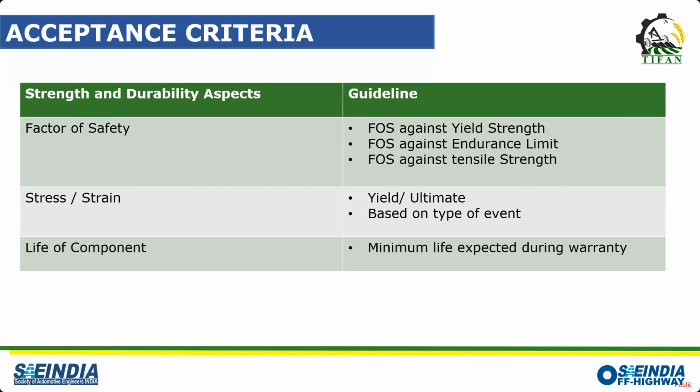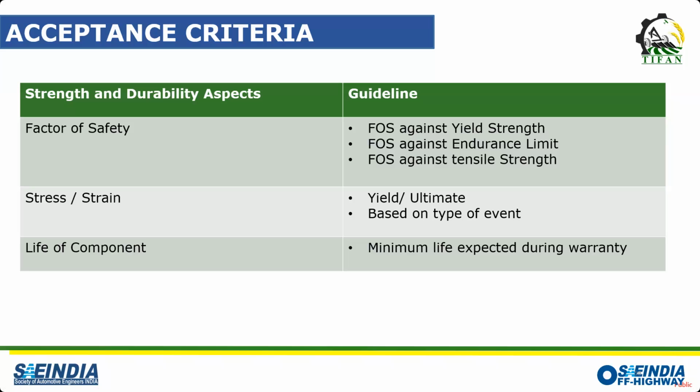This is the last slide. Factor of safety, based on strength and durability, we can decide the acceptance criteria. Whatever factor of safety we need from yield, endurance, or tensile strength, we can decide based on the material, the loading condition, and how many cycles we are going to experience. Based on that, we need to decide this stress. So yield or ultimate, what is our acceptance and what factor of safety we are considering. Dividing yield by that, we can use it as acceptance.